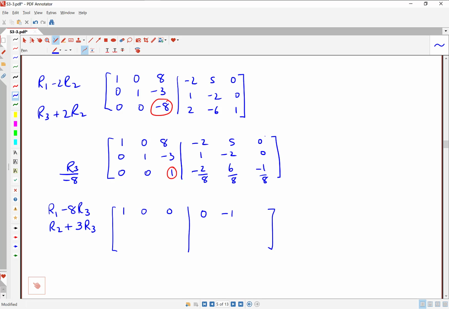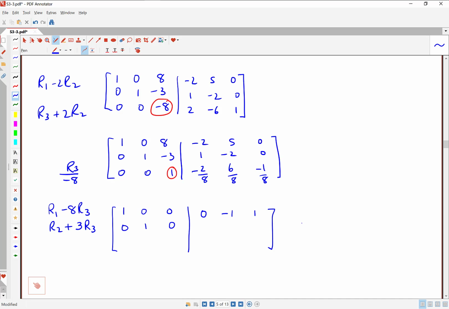And then last one is a little bit easier. So 0 minus 8 times negative 1 over 8. That's going to be a positive 1. Good. And then let's work on the middle row. Row 2 plus 3 row 3 is going to give us 0, 1, 0.